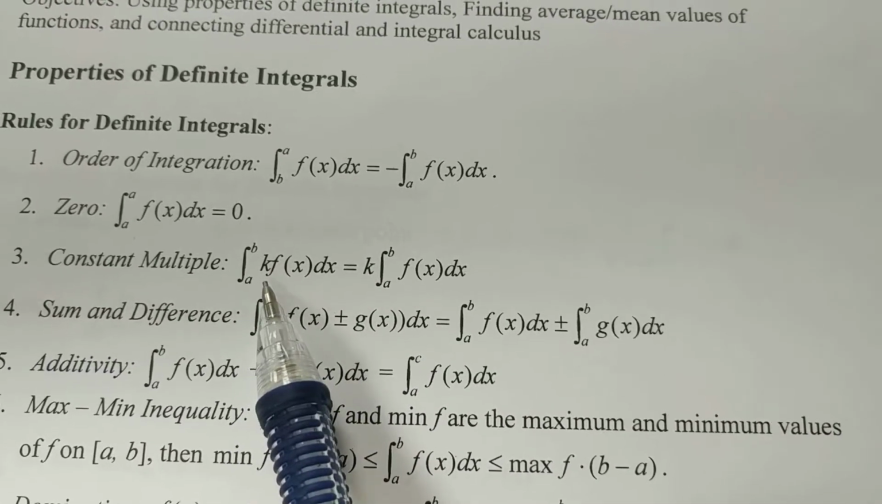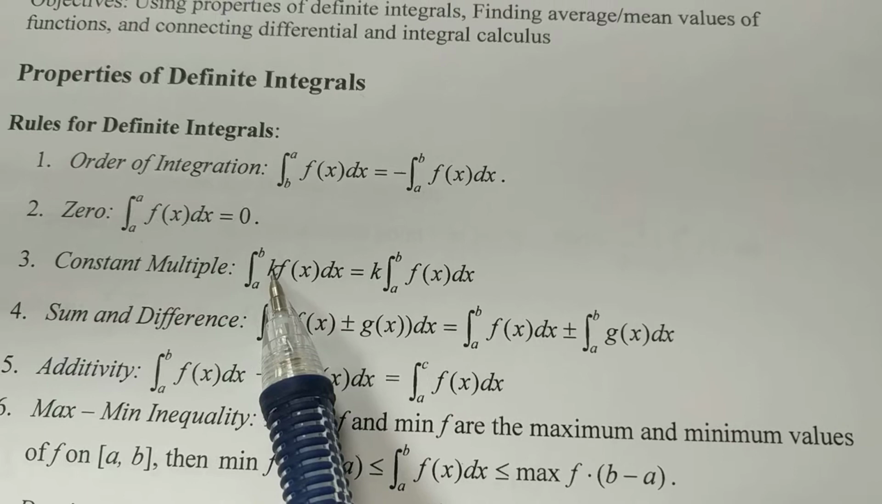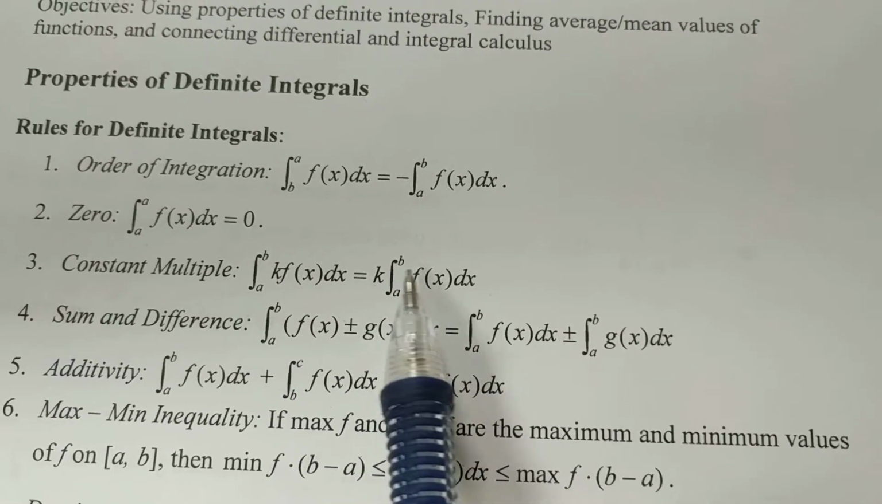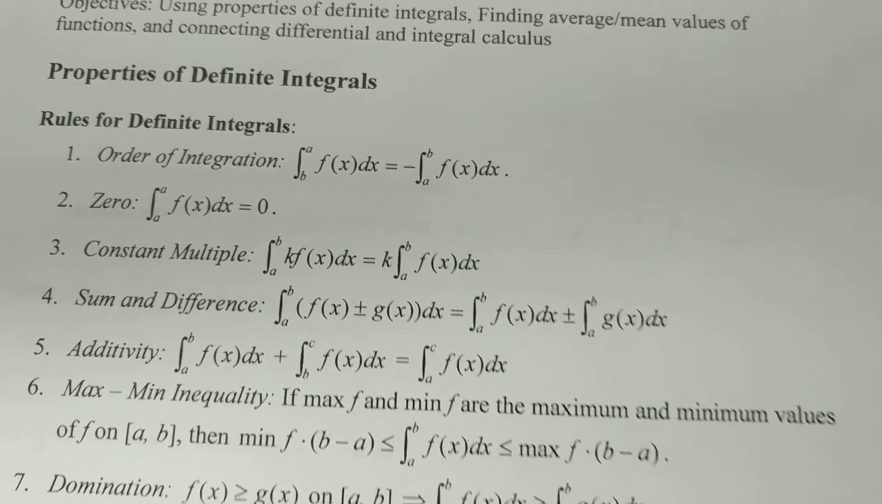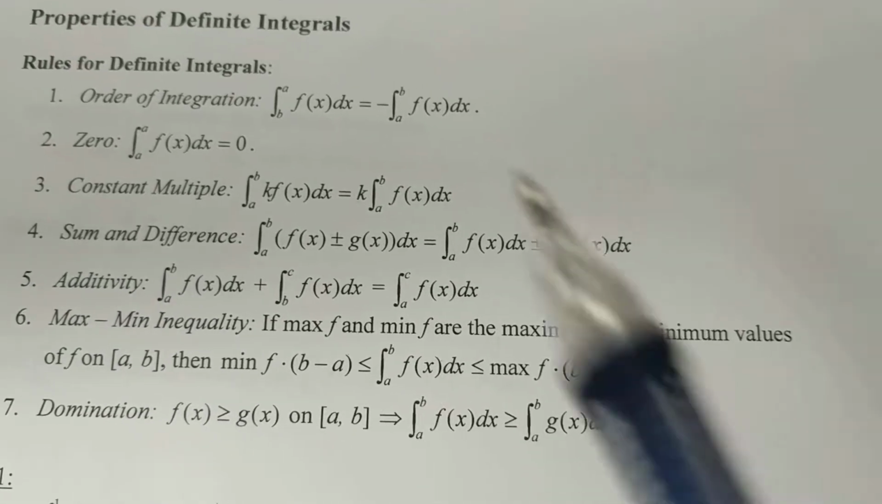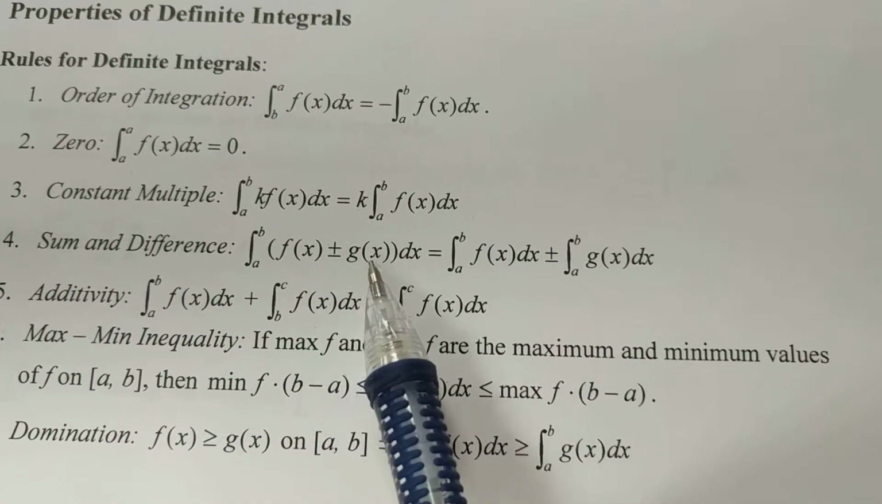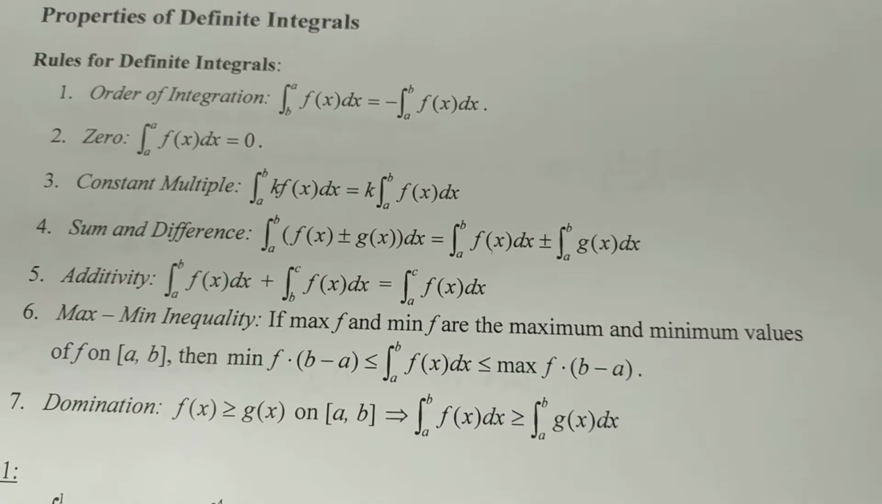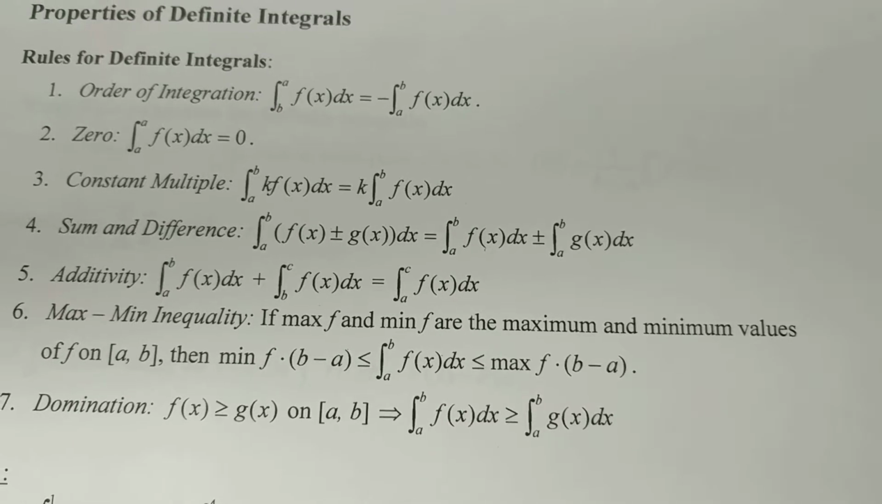Constant multiple rule comes in very handy. If I've got a number out front of a function, I can pull that number out front, do the integral, and multiply it at the end. Number 4 is the sum and difference rule, where if I have two functions added together, I can just do the integrals of each one separately and add them together at the end.